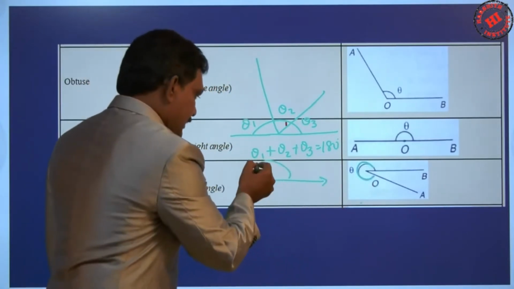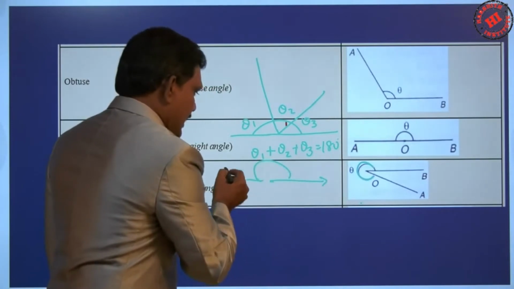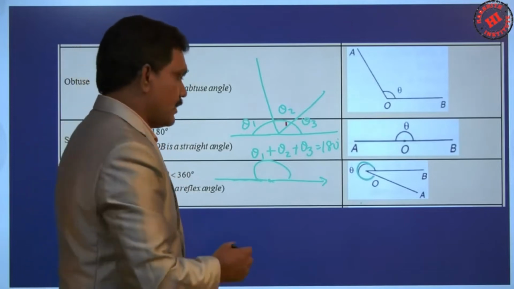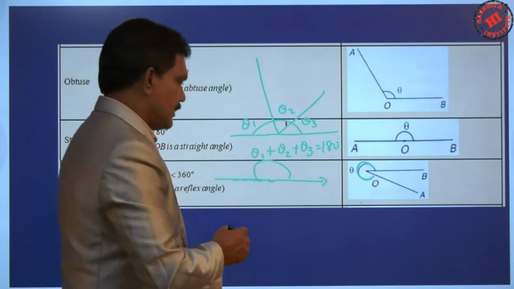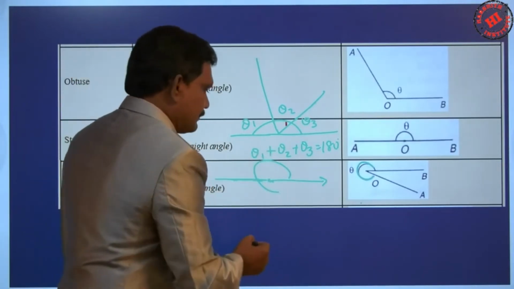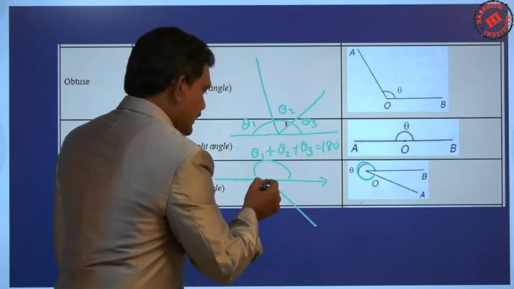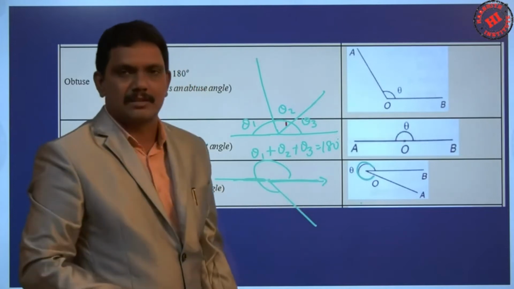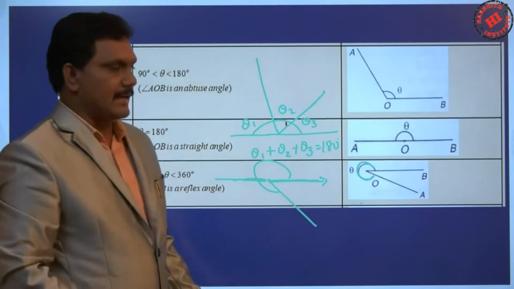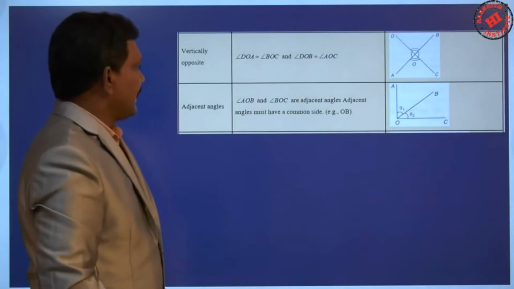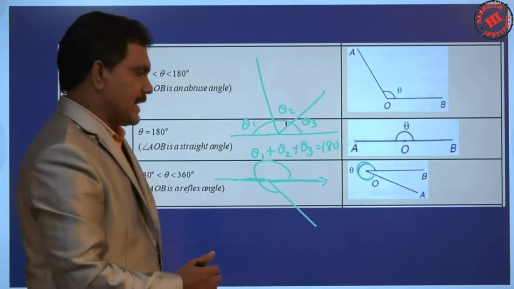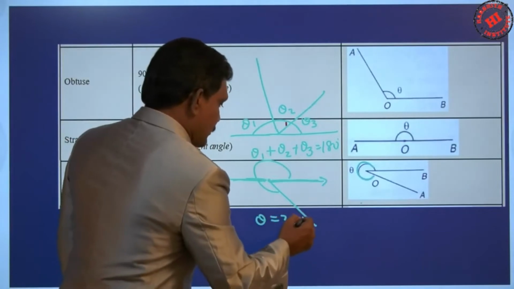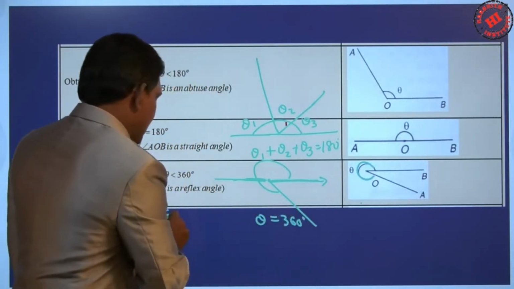Therefore, if we take it like here, it will be called a straight angle. It is a straight angle. What about reflex angle? It is more than 180 and less than 360. More than 180, less than 360 is called a reflex angle. Next, complete angle. What about complete angle? If theta is equal to 360 degrees, we call it a complete angle.